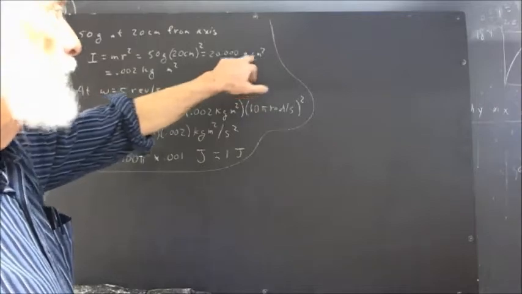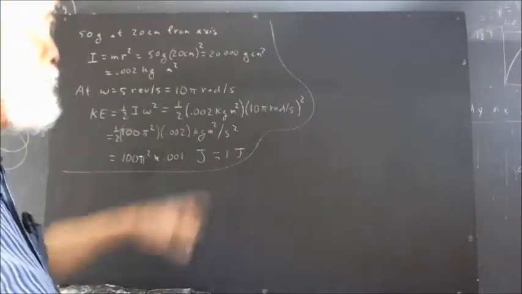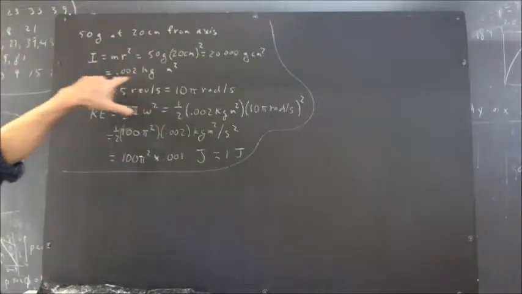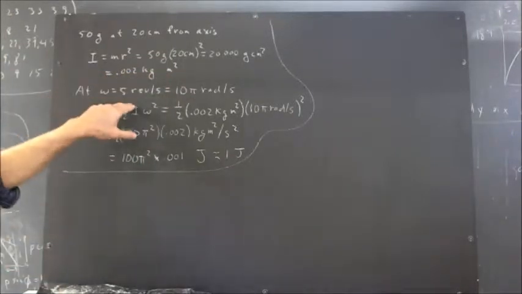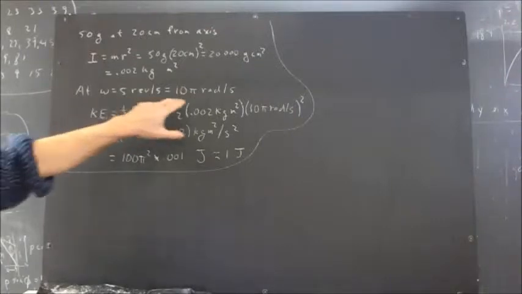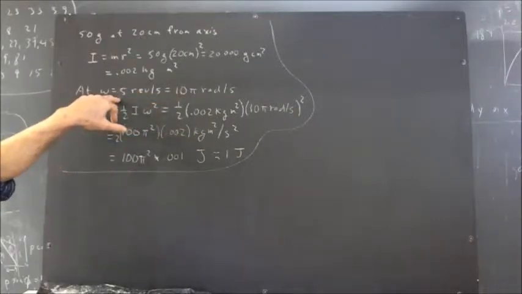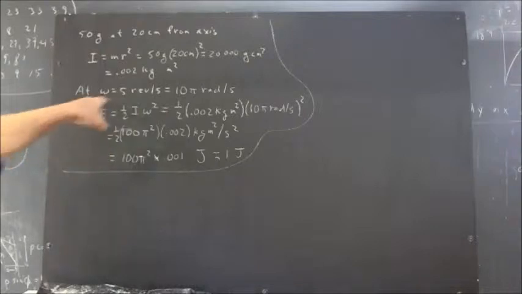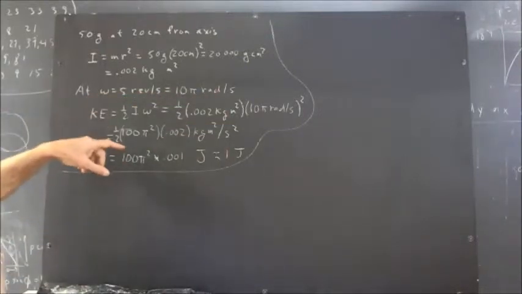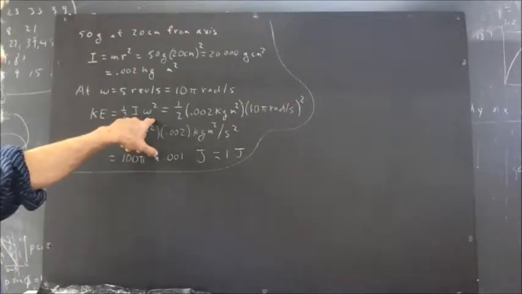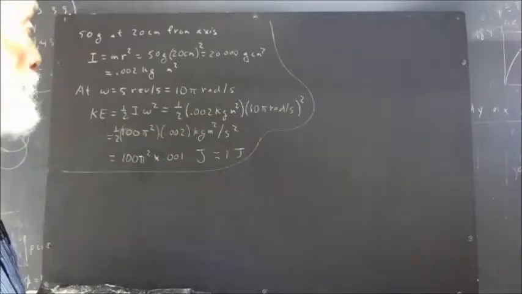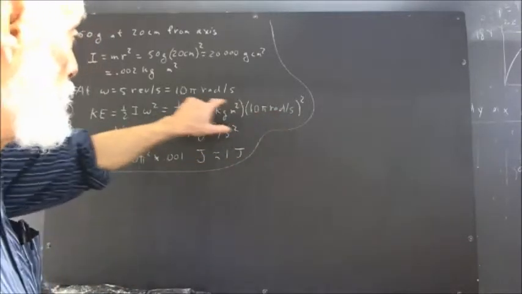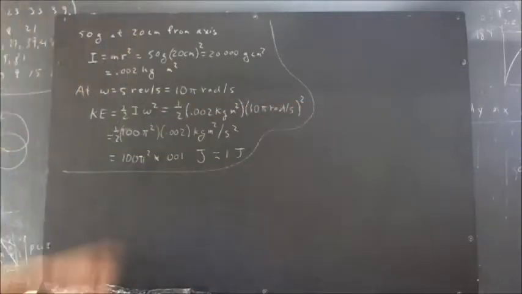If we replace gram and centimeter with those quantities, be sure to square the centimeters, we end up with this result. At 5 revolutions per second, each revolution is 2 pi radians, we get 10 pi radians per second. Our kinetic energy is then 1/2 I omega squared, 1/2 our moment of inertia, 0.002 kilogram meter squared, multiplied by the square of our 10 pi radians per second.